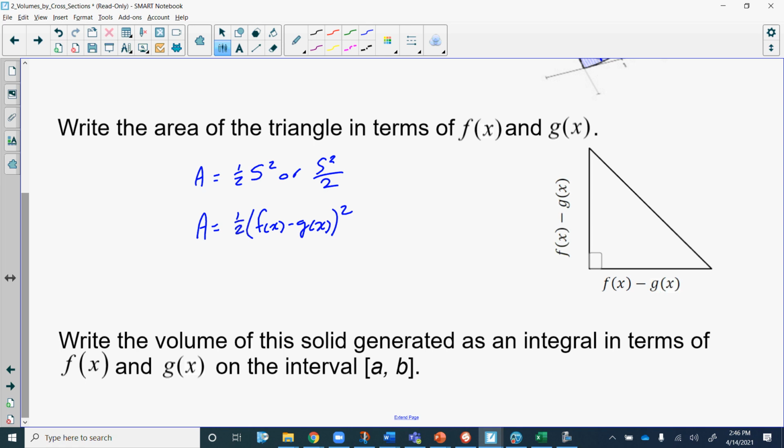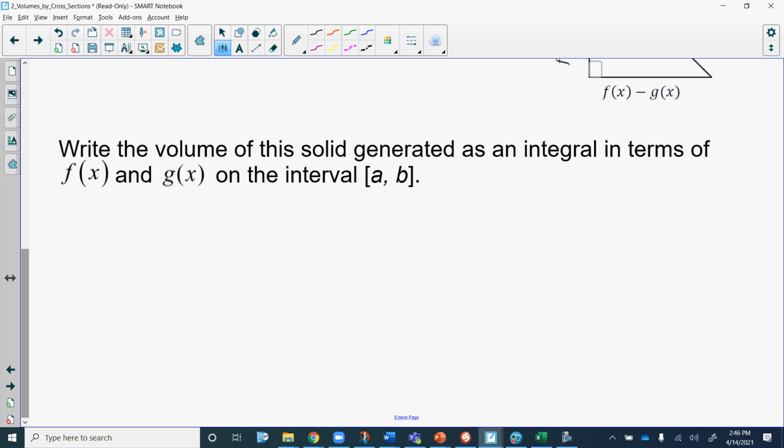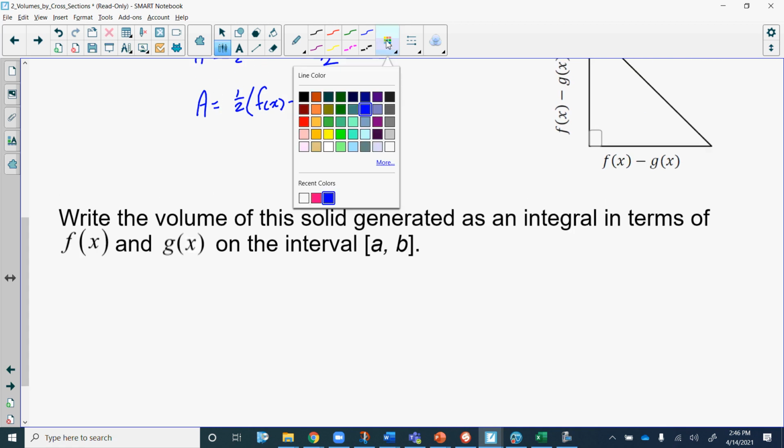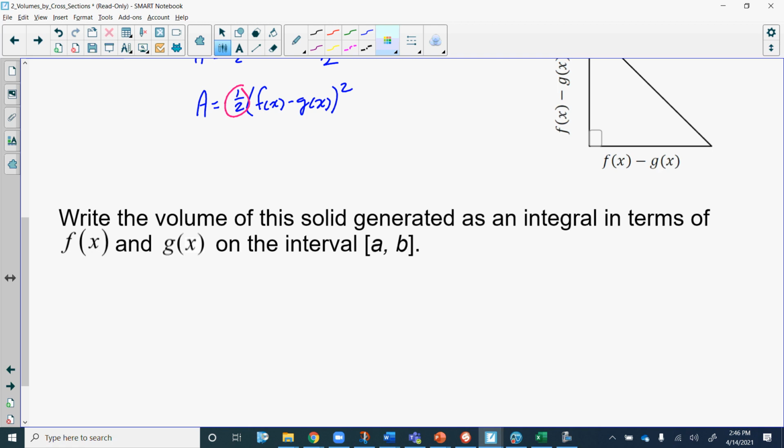And so for the integration, I'm going to take that 1/2 and pull it out as a constant. So the volume in this case would be 1/2 times the integration, and we're doing the same interval from a to b. And so we would just say the side squared, f of x minus g of x squared, and that's how we would find the expression for the volume.